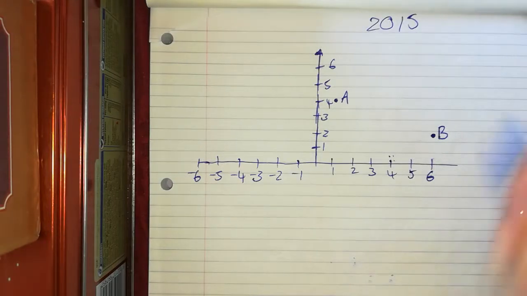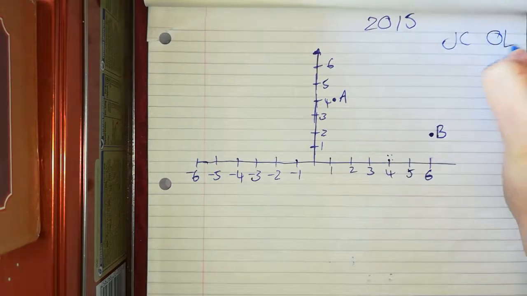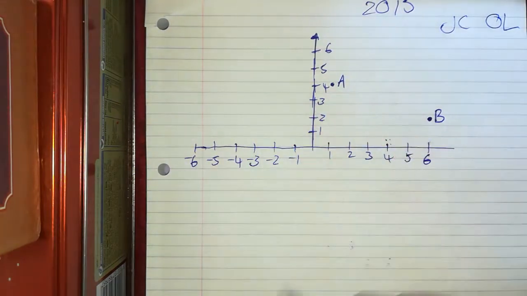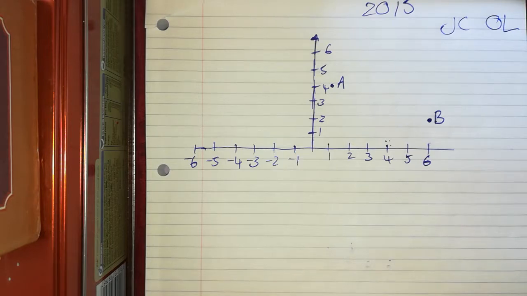2015 Junior Cert Ordinary Level. This is a coordinate geometry question. The first thing, it has given us a diagram, but I've just roughly drawn out the diagram, and it says write the coordinates of A.